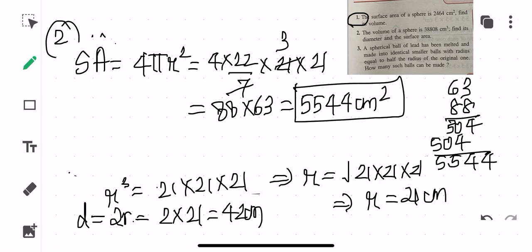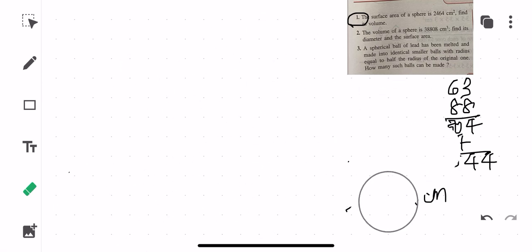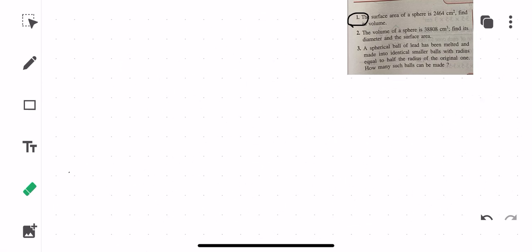Okay. So now we'll be moving to question number 3. So question number 3 says what, children? We'll just be erasing this particular thing. So in question number 3, there is a spherical ball of lead and it has been melted and made into identical smaller balls with a radius equal to half the radius of the original one. How many such balls can be made?